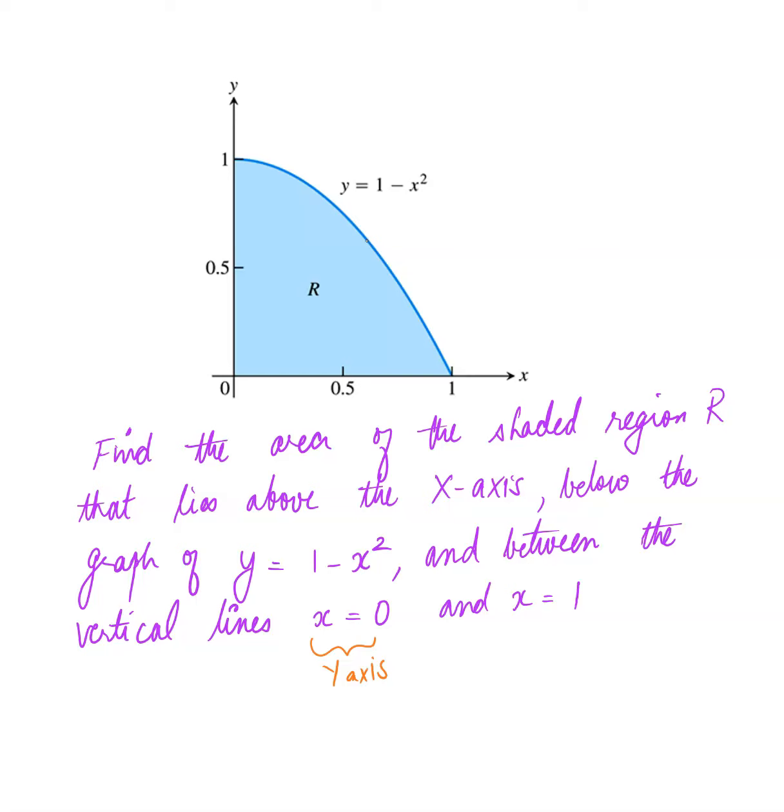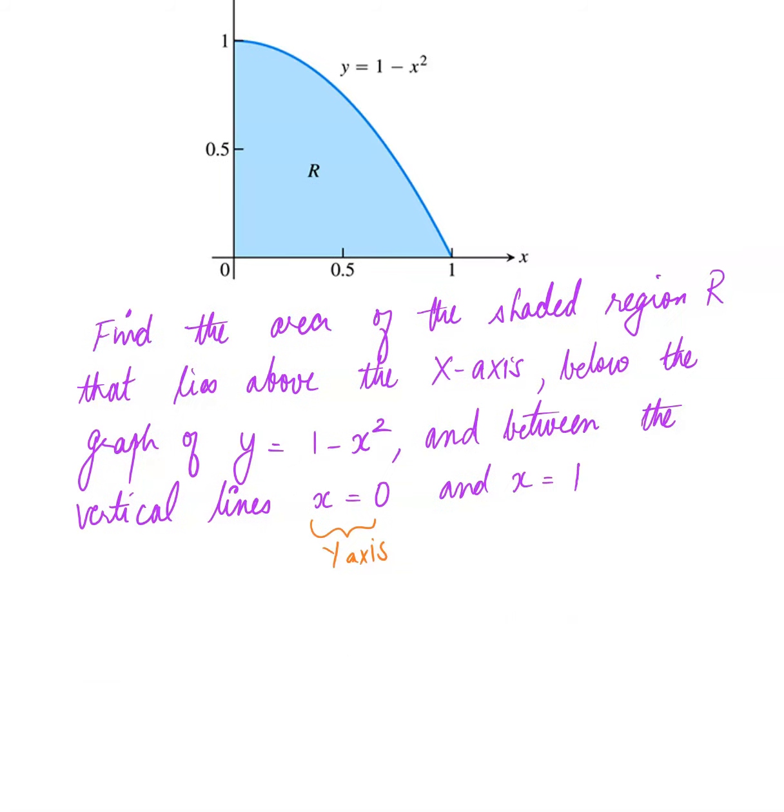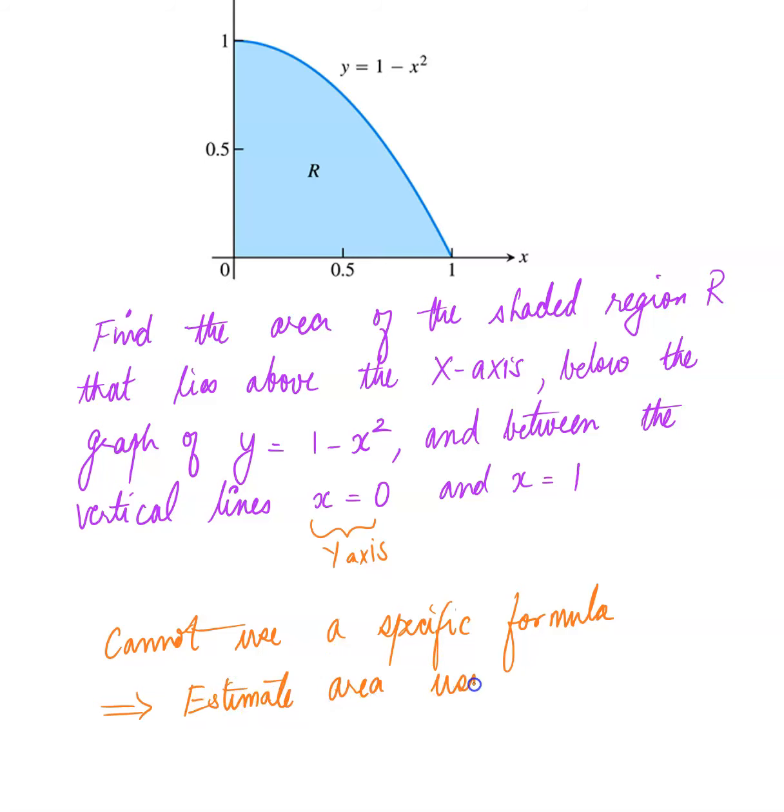Clearly, you can't use geometry or any specific formula. We do not have that. So we have to rely on this technique of estimation using geometry. Because geometry is established, we know that. And so we can use that information and begin to estimate this area using the knowledge we already have. So we know that we cannot use a specific formula, which implies we estimate area using geometry.